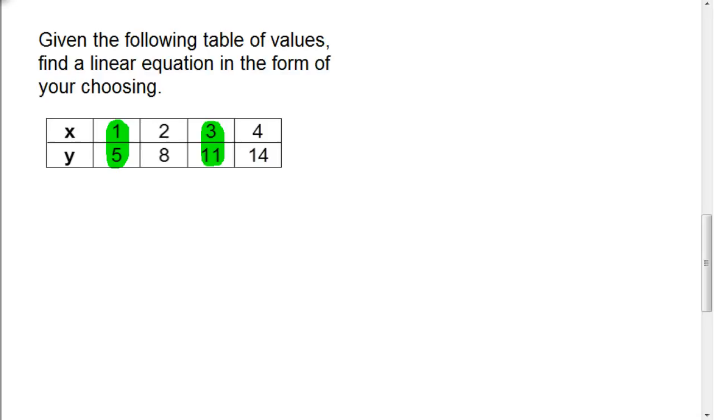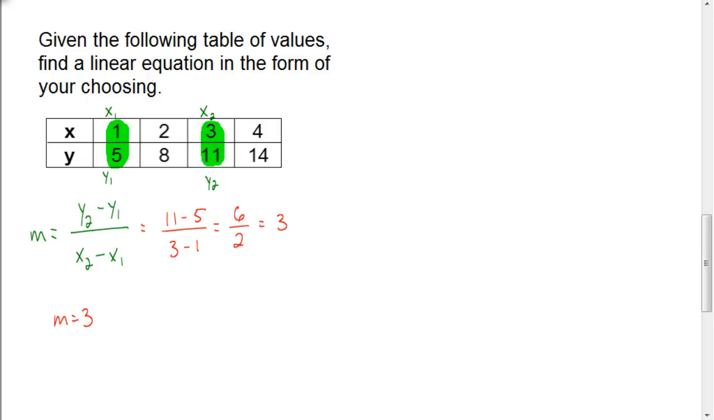So remember the slope formula. It's y2 minus y1 over x2 minus x1, and this gives us our slope. I'm going to use this as our x2 and y2, and this will be our x1 and y1. When I do that, I take my y's and subtract those, so that's 11 minus 5. Then I take my x's and subtract those, so that's 3 minus 1. Well, 11 minus 5 is 6, and 3 minus 1 is 2. And so here I have a slope of 3.